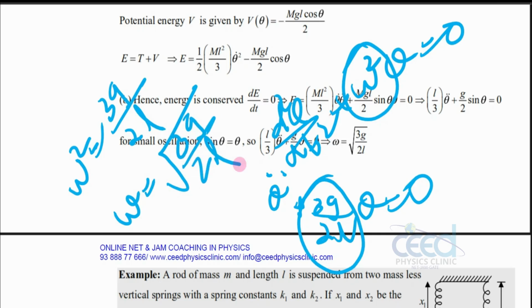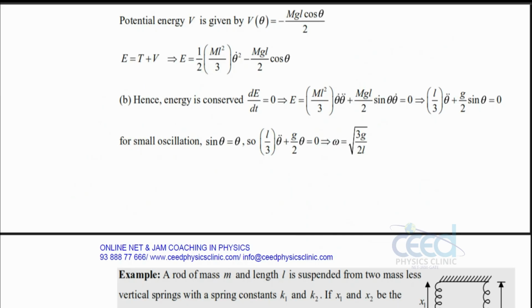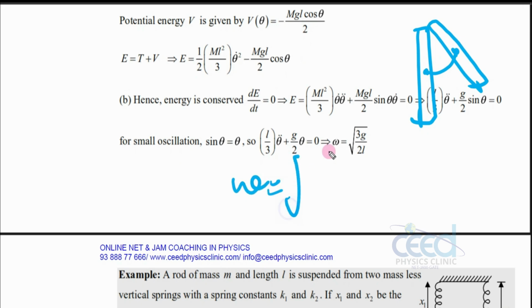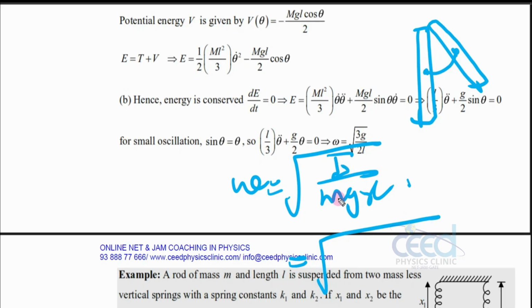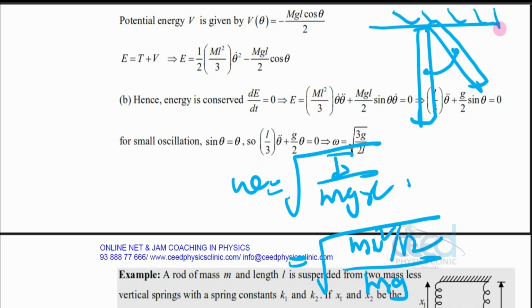Now the same thing we studied in the lower section. A rod, a rigid body, rotating about a point. What we studied is omega is equal to root of mgx by I. Then this I is equal to m L square by 12 plus mg into... So it is rotating about the end point only, so the moment of inertia you can take as m L square by 3.